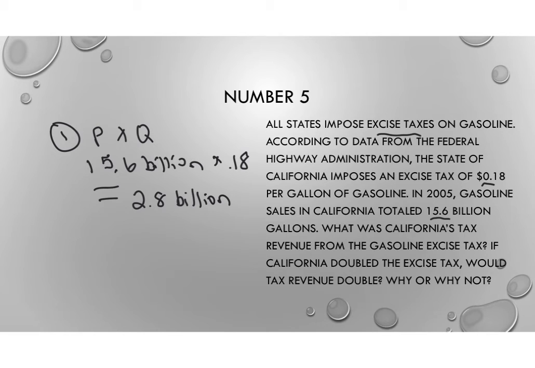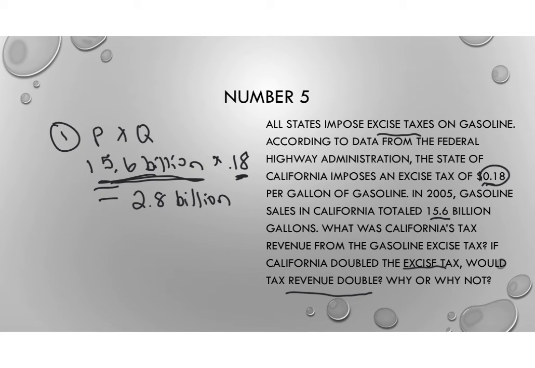Now, if California doubled the excise tax, so instead of 18 cents, they made it 36 cents, that would not double the tax revenue, okay? And why is that the case? Because usually when we have a tax increase, you're going to see a shift leftward of the supply curve, but remember that as soon as we see a shift leftward of the supply curve, you would have lower quantity. So even though the tax might actually double, the quantity here, the 15.6 billion, might actually lower.